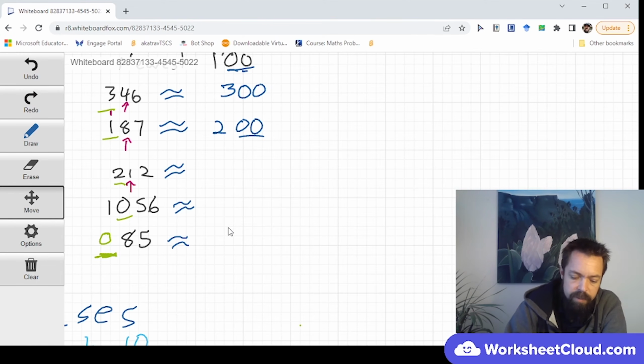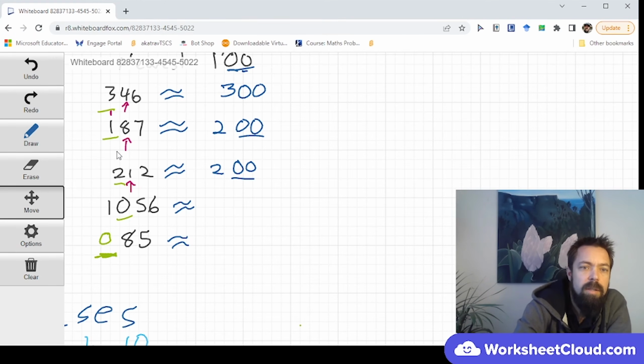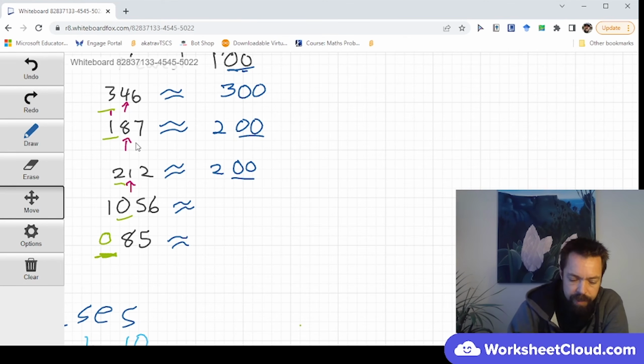The next one, I have a look over here. 1 is going to go down, so we're going to be left with an unchanged 2, and 2 zeros. You'll notice that these two answers are the same, even though we started with different numbers, and that's because this is close to 200 but just a little bit less, and this is close to 200 but just a little bit more.